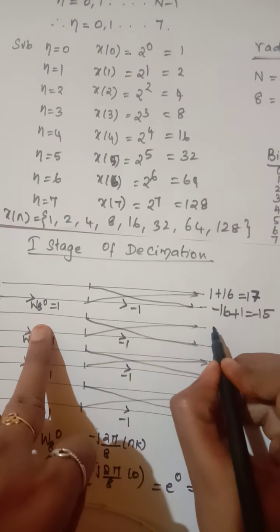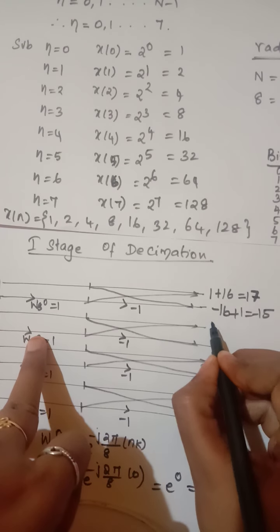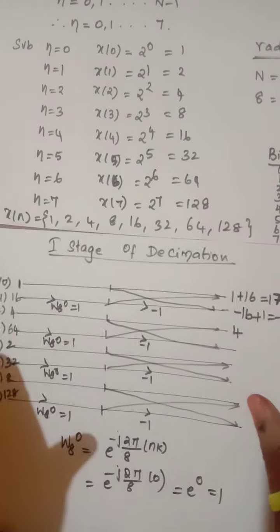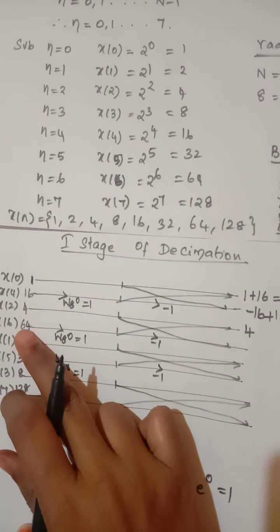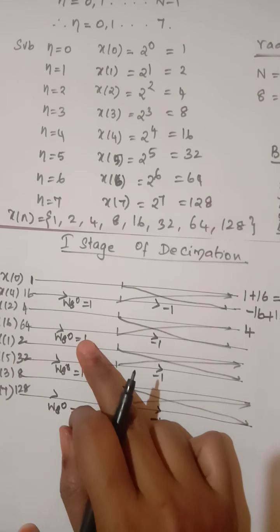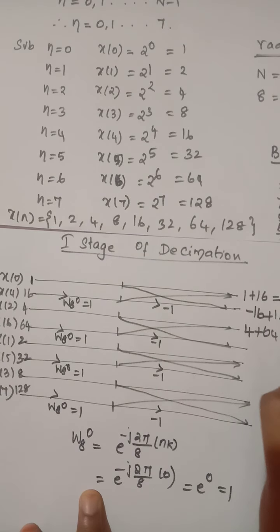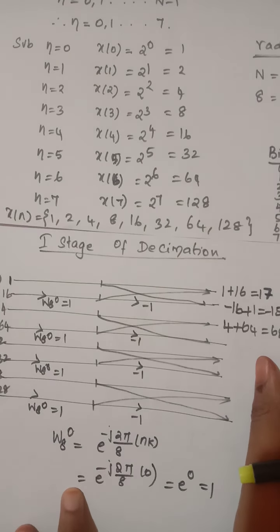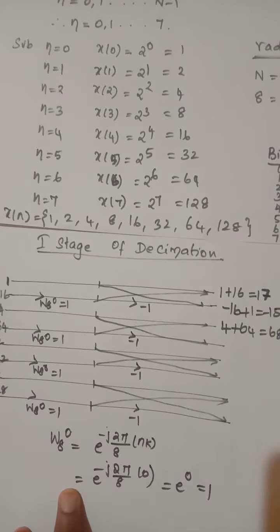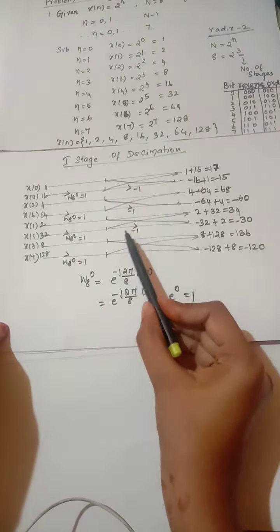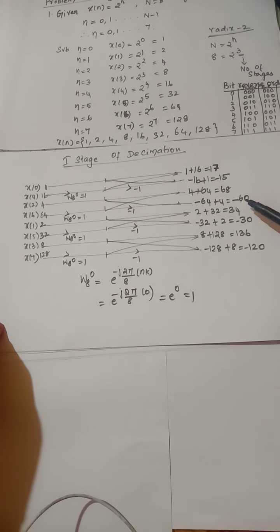We will see the second sequence, the second group. Here you have 4 in this line. Here you have 64, so 64 into 1 plus 4, which is equal to 68. By computing all these values, I got these answers.